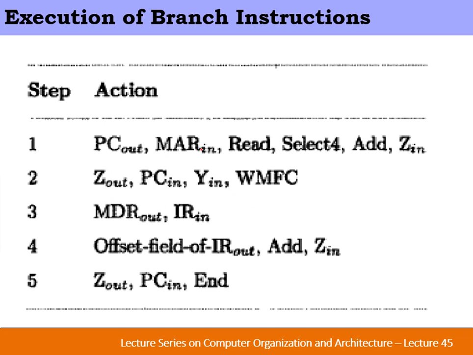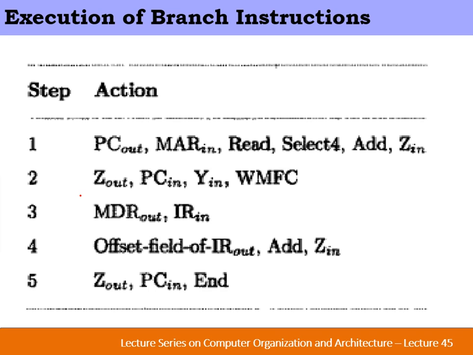Now let us check out the execution of a branch instruction. The execution of a branch instruction has a certain number of steps, say 1 to 5, and we have actions that are carried out in each step. First of all, let it be a branch instruction, so we need to fetch that instruction. Once that instruction is fetched, we will come to know whether it is a branch instruction. Then a new target address needs to be calculated and loaded into the program counter.